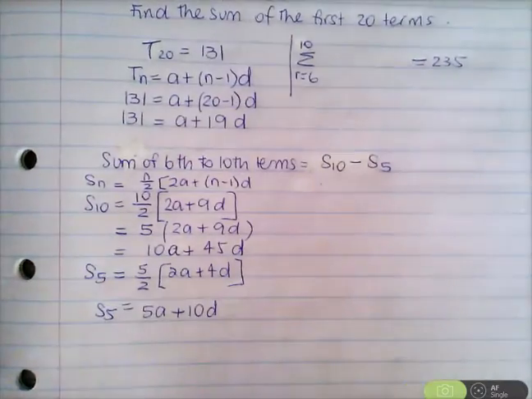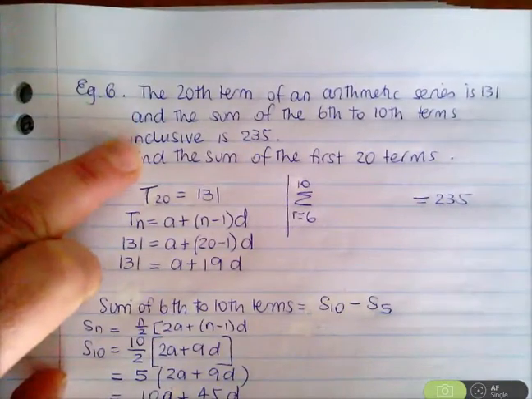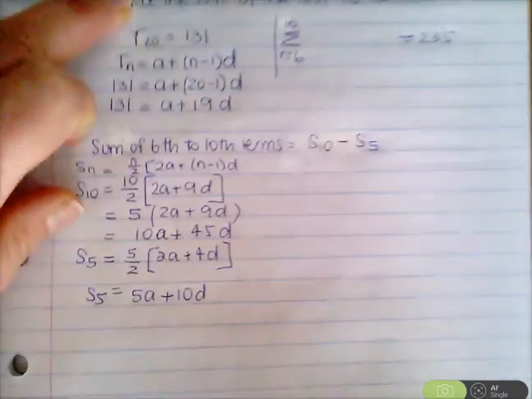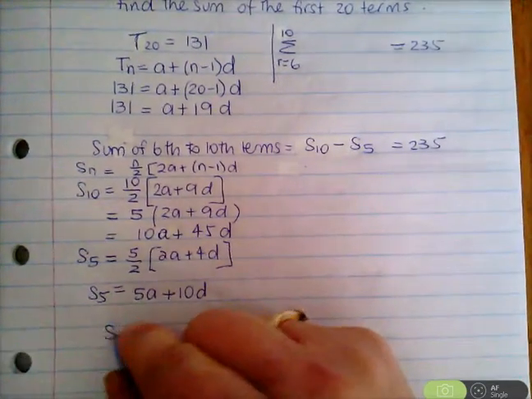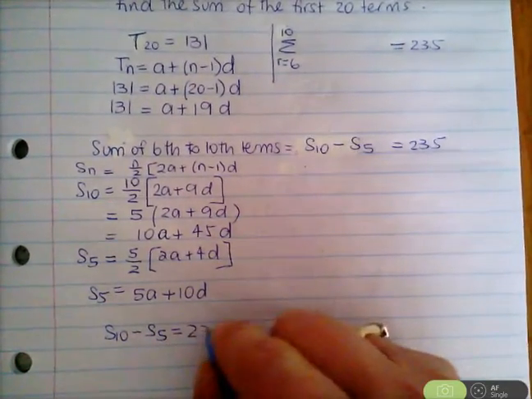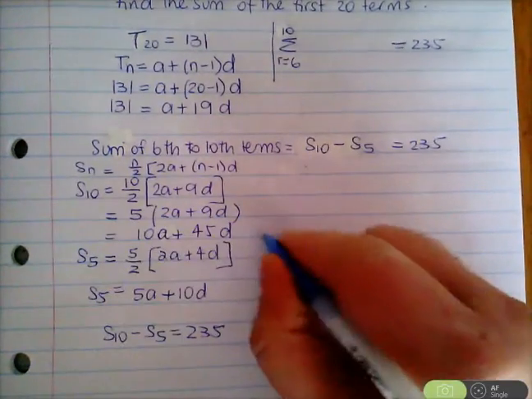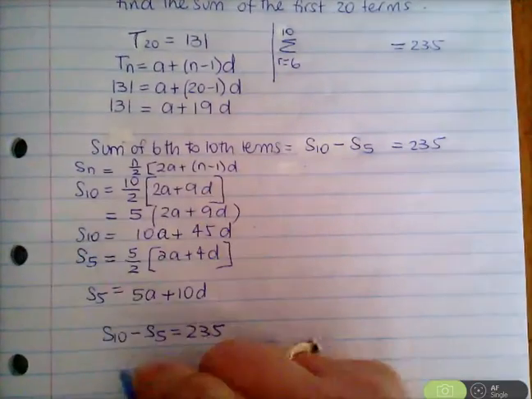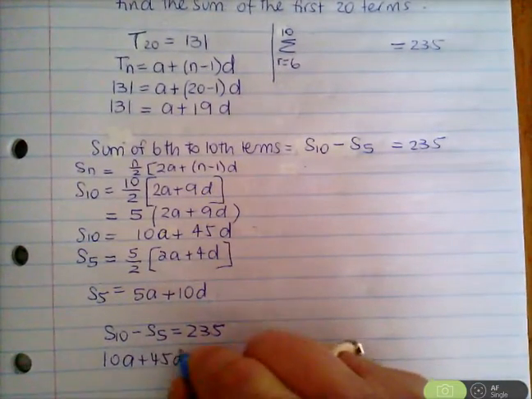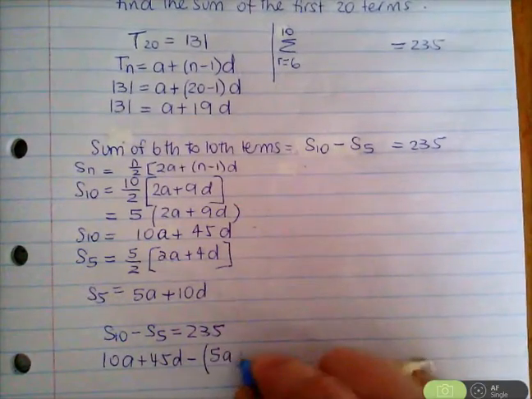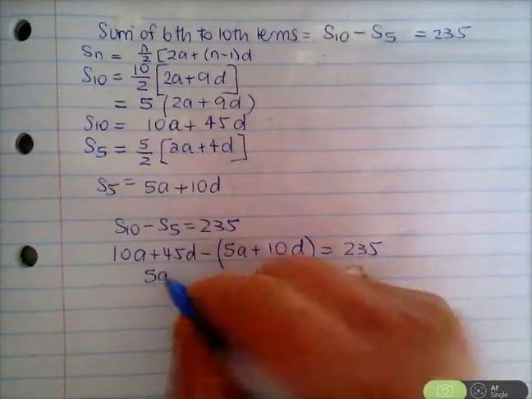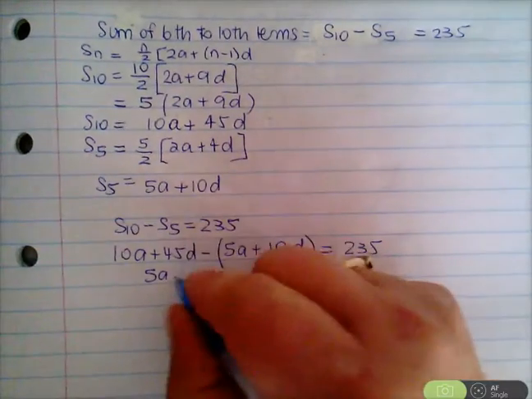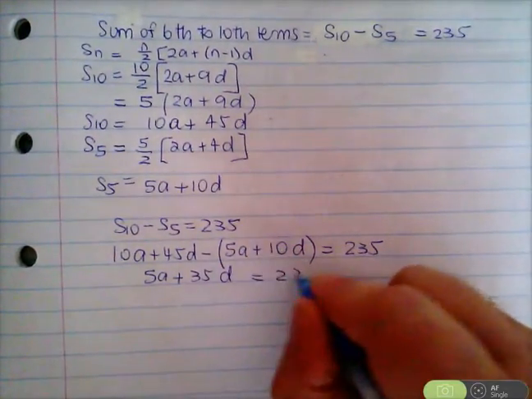Now we know that the sum of the 6th to the 10th terms inclusive is 235. So that up here equals 235. So therefore, S10 minus S5 equals 235. So S10 is this equation here, 10a plus 45d, minus all of S5, which is 5a plus 10d. So that minus that equals 235. So 10a minus 5a, that's 5a, 45d minus 10d is 35d, equals 235.